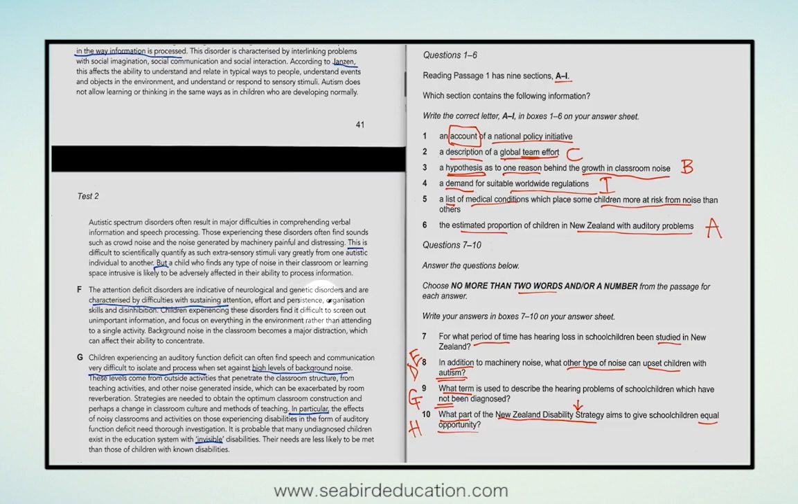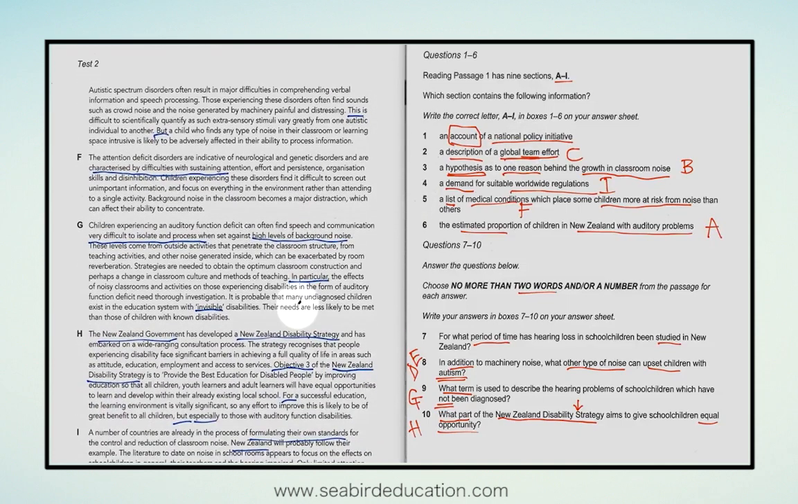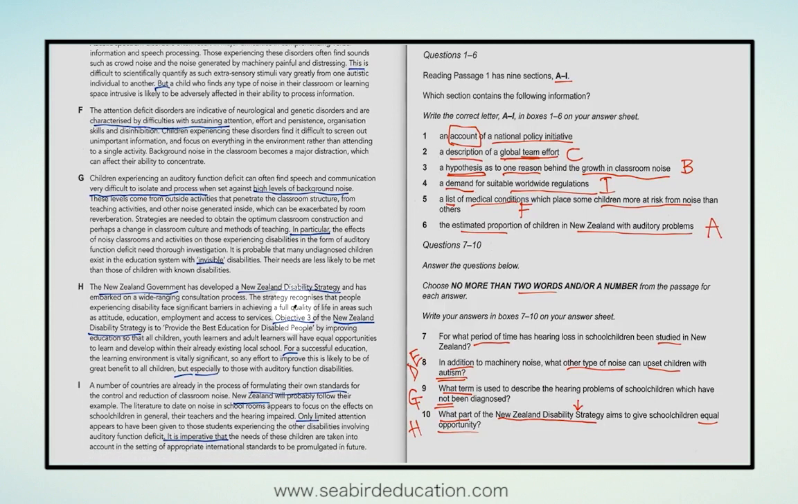Difficulty in sustained effort and persistence, organization skills and disinhibition. These are often difficult to screen out, unimportant information, focus on everything rather than attending to a single activity, it becomes a major distraction. So that's F. So we've just got to find an account of a national policy initiative. New Zealand disability, so that's New Zealand rather than international. I'm going to take a risk and say this is H, just because it's an account, it explains the national policy.